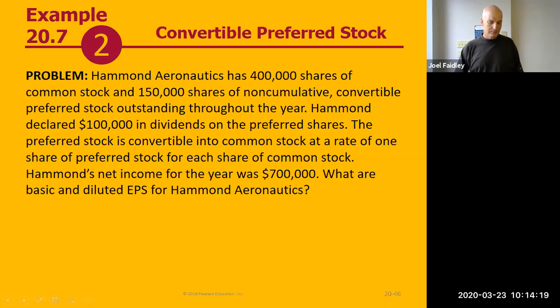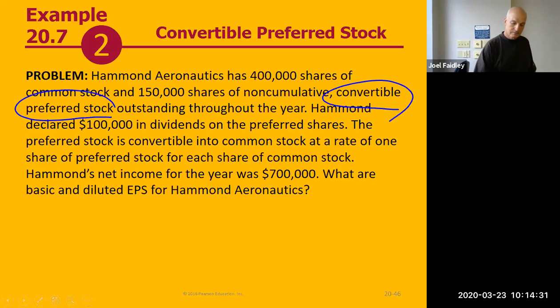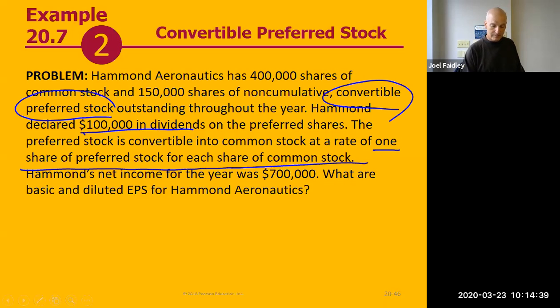And so here's an example of Hammond Aeronautics has 400,000 shares of common, 150,000 shares of non-cumulative convertible, keyword there, convertible preferred stock. Paid 100,000 in dividends. Preferred stock is convertible into common stock at a rate of 1 share of preferred for each share of common. So that's going to be what? An extra 150,000 shares on my denominator.